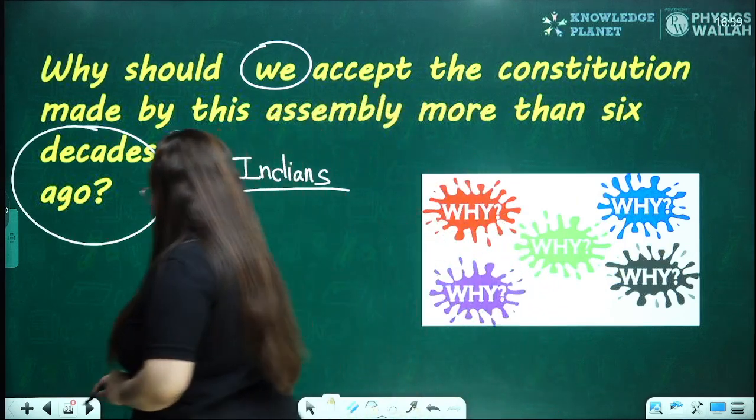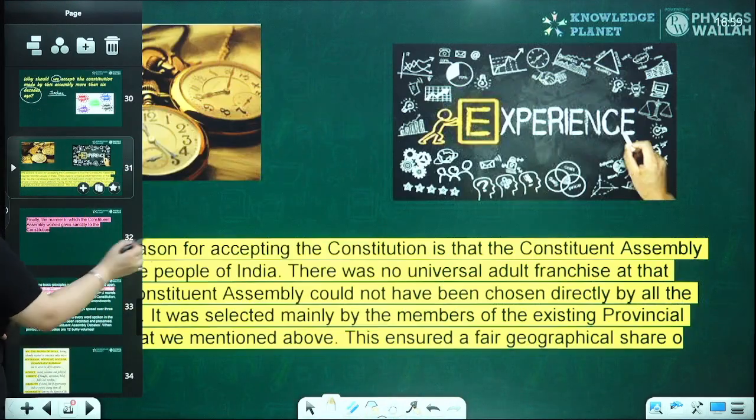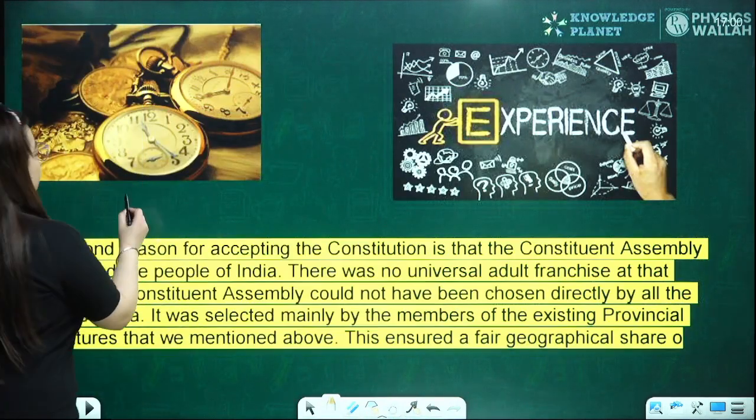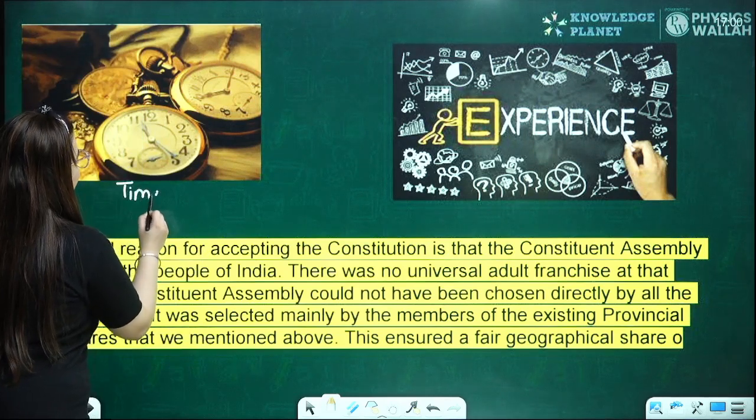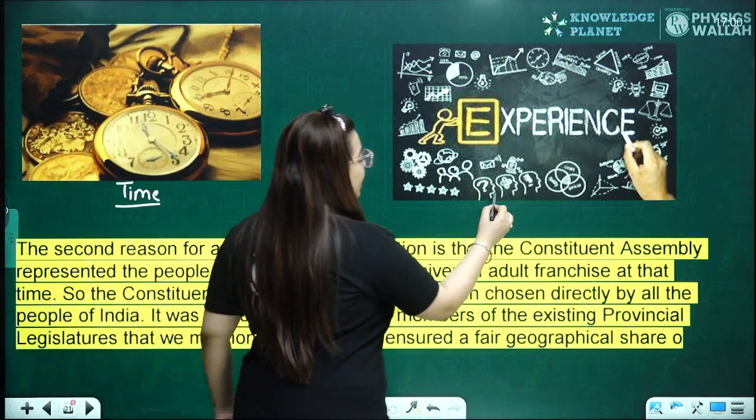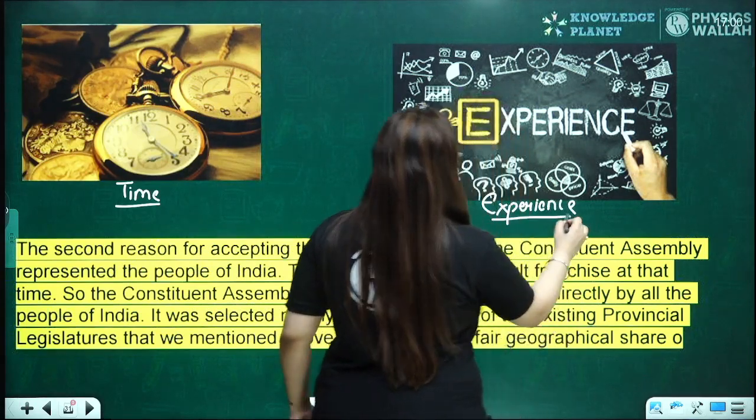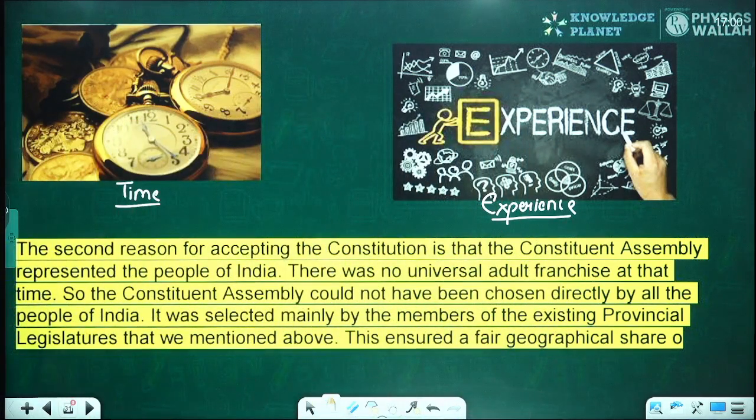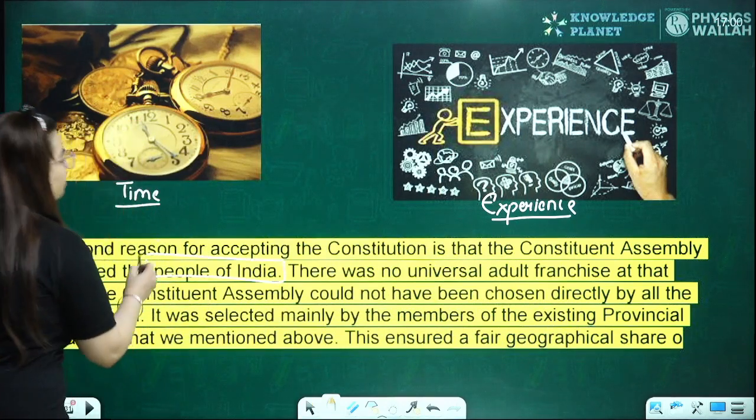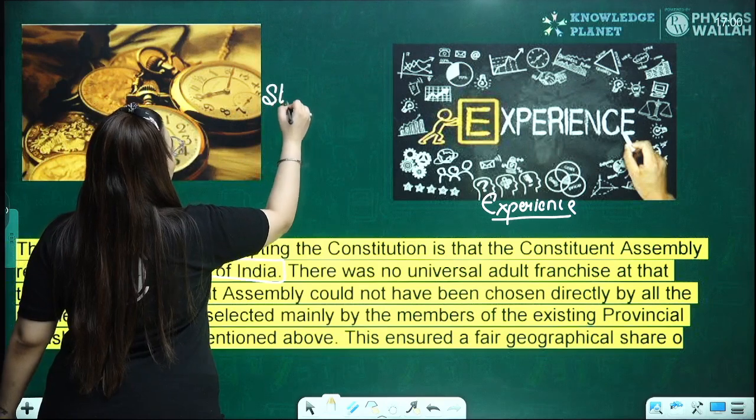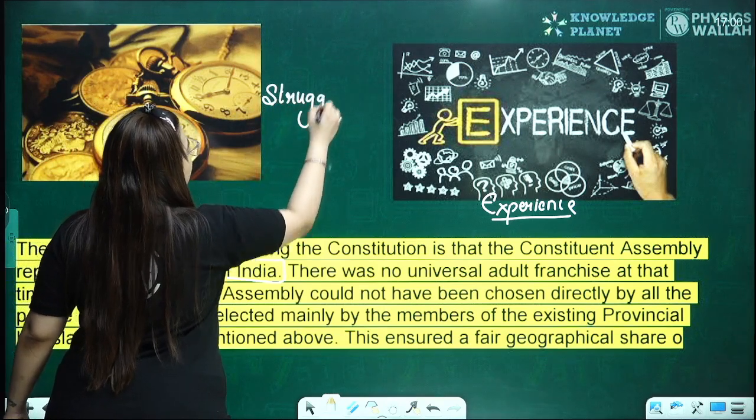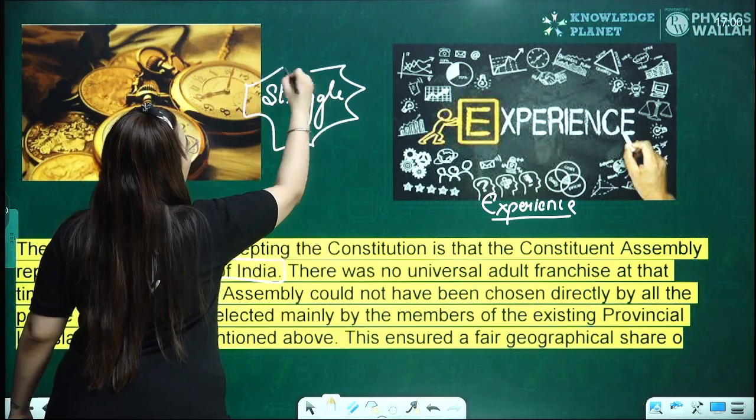So what are the reasons? First of all, the struggles. First of all, the time, and second, the experience that was gained only during the freedom struggle. The reason for accepting the constitution is that the Constituent Assembly represented the people of India. Here we are also keeping in mind that first will be the struggle that will definitely not be repeated.